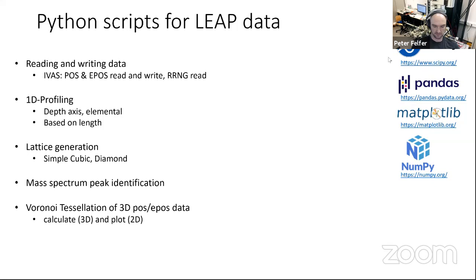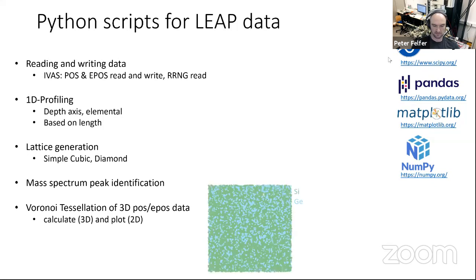Right now, I can do the Voronoi tessellation and I can make cuts through them and plot the cuts. Something like this, for silicon germanium, would be a cut through an atom probe measurement, showing the tessellation for each type of atom. And that's basically all I have so far.